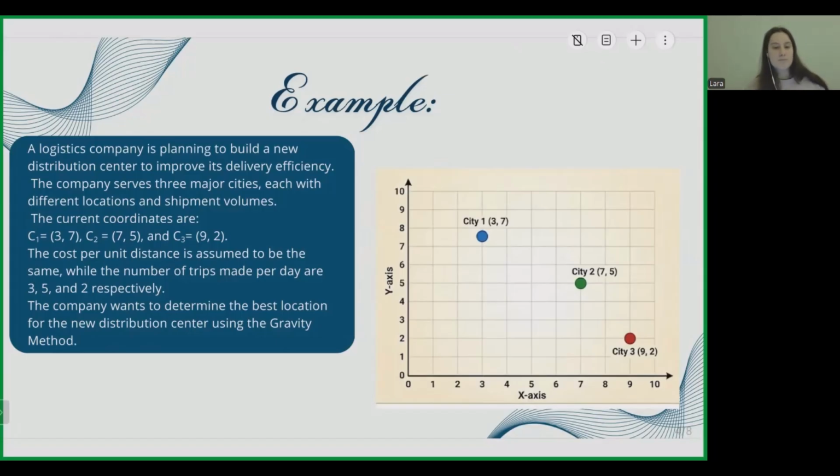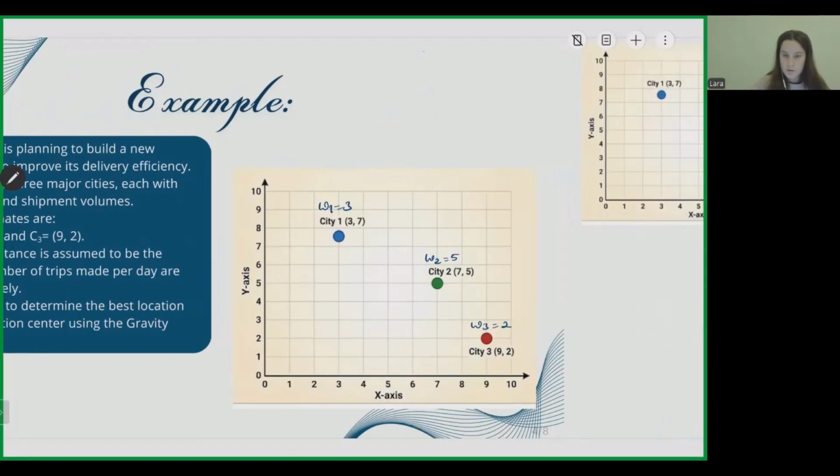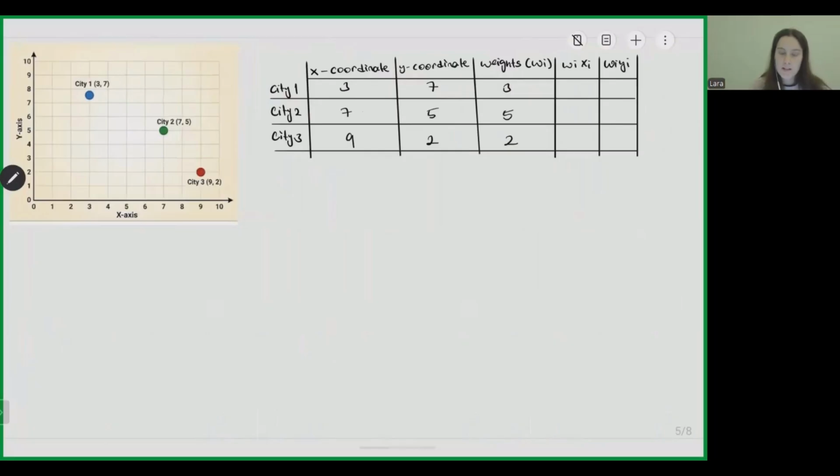Okay, so when we see how many trips per day are made, then we are going to have to think about weights directly. So the weight of city 1 is going to be 3, weight of city 2 is going to be 5, and weight of city 3 is going to be 2. So let's solve the question. Okay, so I already have a tableau here. We're just going to put all the other values in.